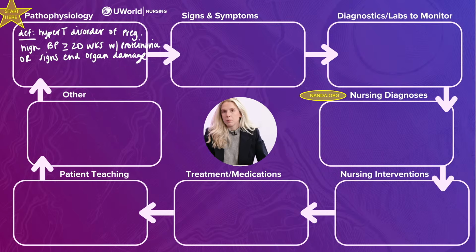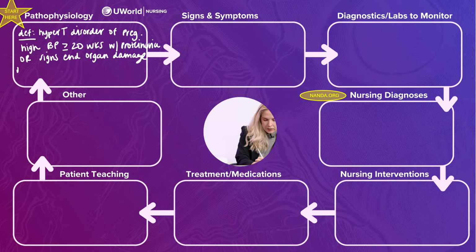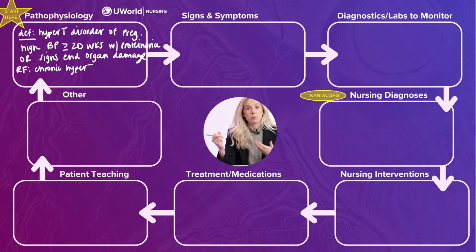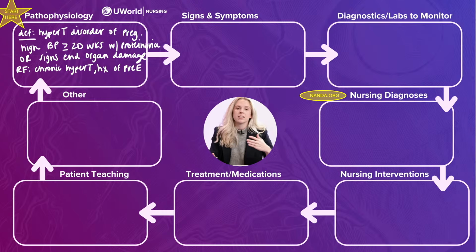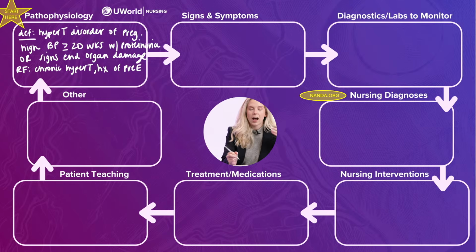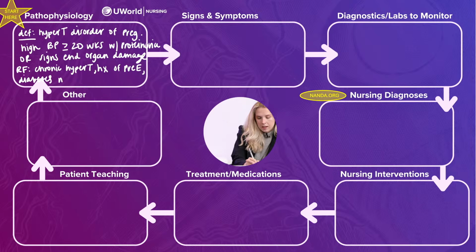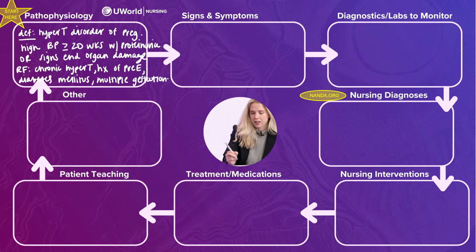So another great thing to do in the patho section is to include the risk factors for that disorder. The risk factors for preeclampsia, some of the things that predispose us to preeclampsia, include chronic hypertension. So I'm going to put chronic hyper-T that we had before pregnancy, any prior history of preeclampsia. So if a maternal client had preeclampsia with a prior pregnancy, especially multiple prior pregnancies, they're at a higher risk to get it again. Any client with concurrent diabetes mellitus, as well as our clients with multiple gestation, like twins and triplets and so forth, if you can even imagine it.